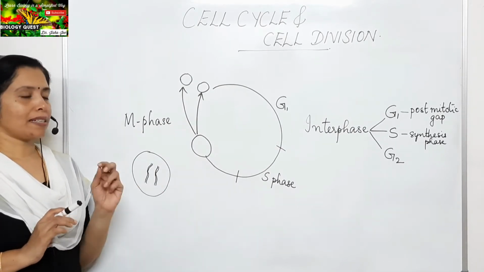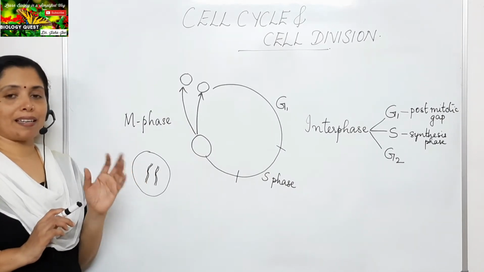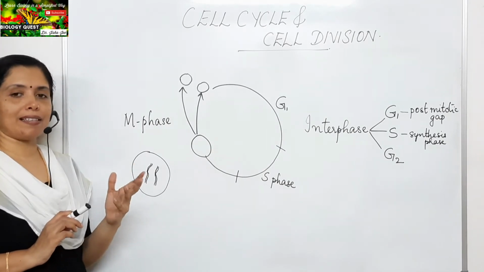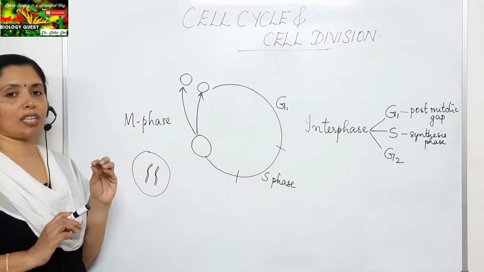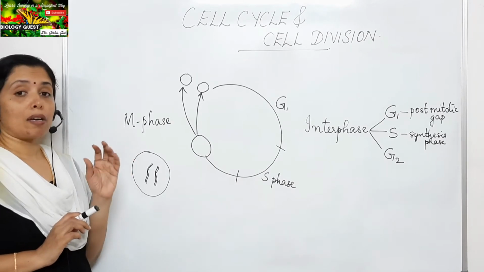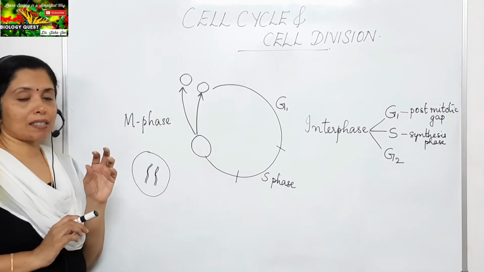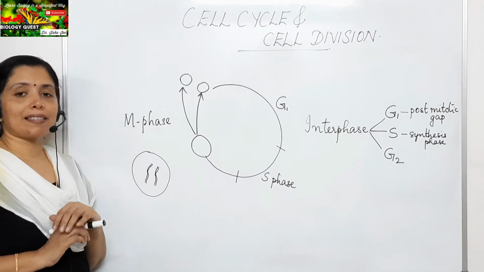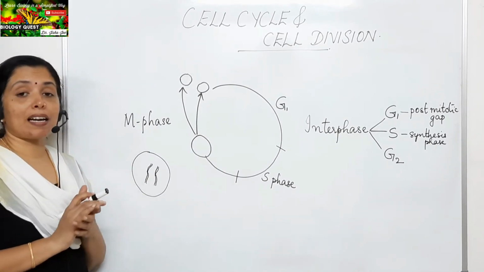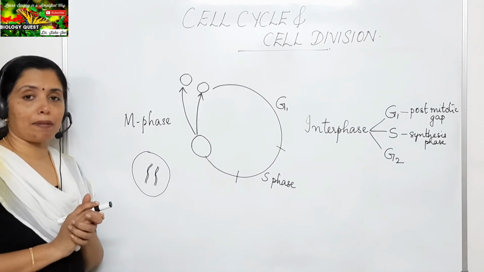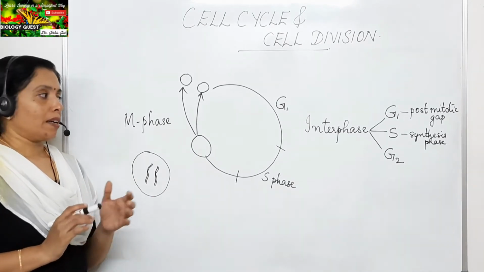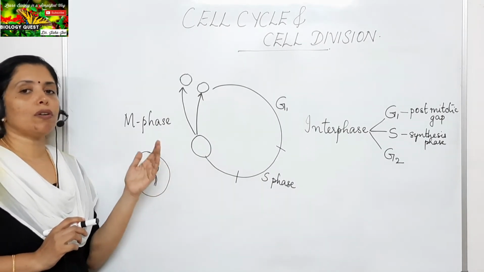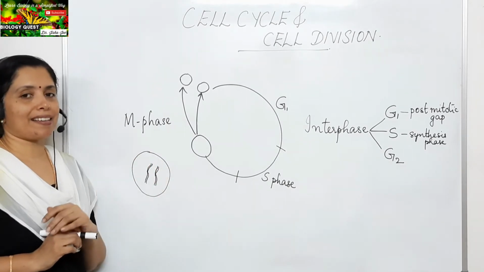Another important thing that is taking place in the S phase is the duplication of the centrioles. In certain cells, the centrioles, which are organelles present only in animal cells, are seen very close to the nucleus. These are the organelles that are involved in the formation of spindle fibers. Okay, so this duplication of the centrioles also takes place during the S phase.